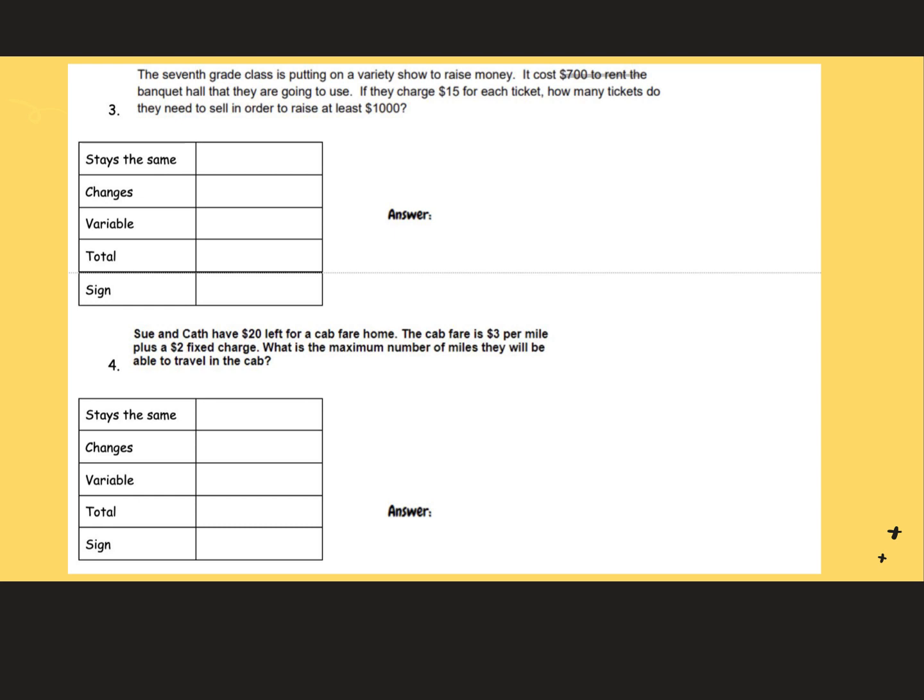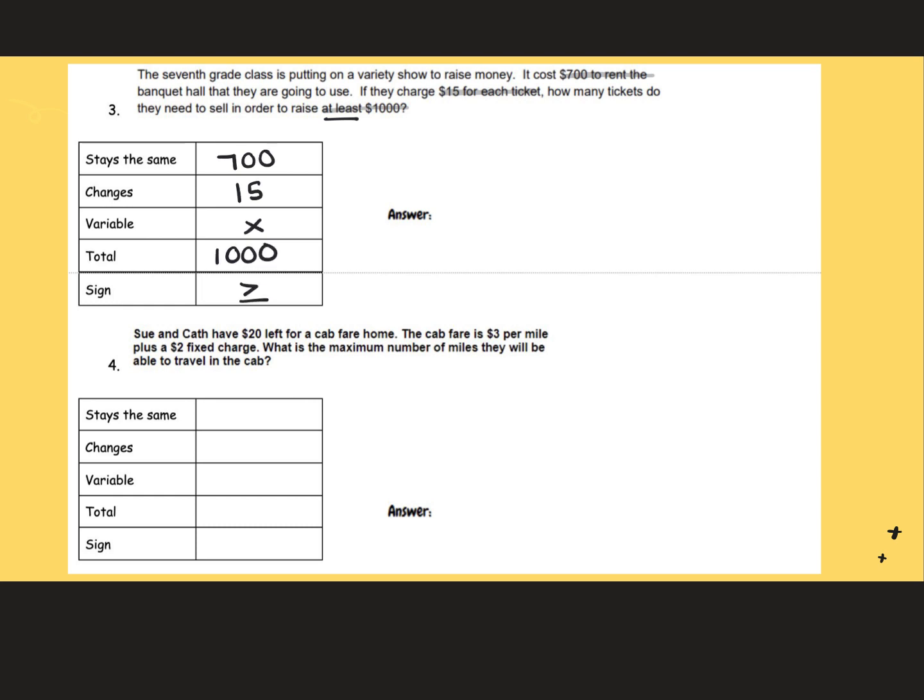We know that it costs $700 to rent the banquet hall. They're going to charge $15 for each ticket, and they want to raise at least $1,000. All right, so let's go ahead and pick out our information that we need. What's going to stay the same is the $700. What's going to change is the $15 for each ticket. We can use x again or any variable. We have 1,000. And since we're using at least, we're going to have greater than or equal to.